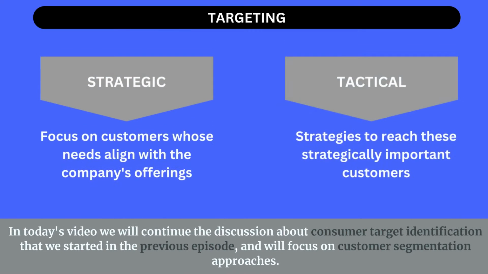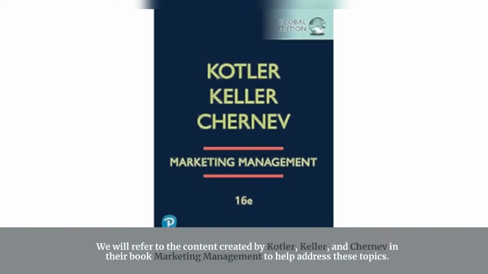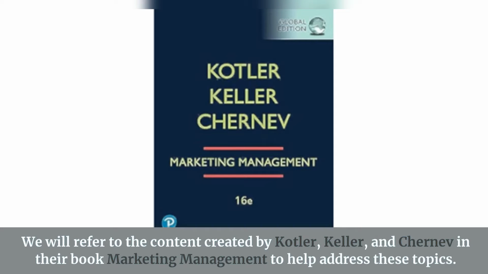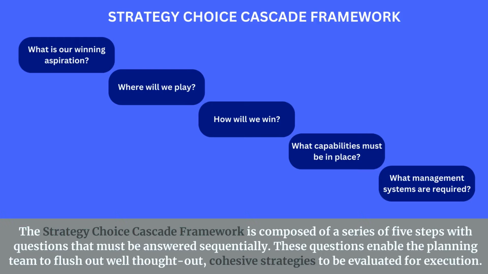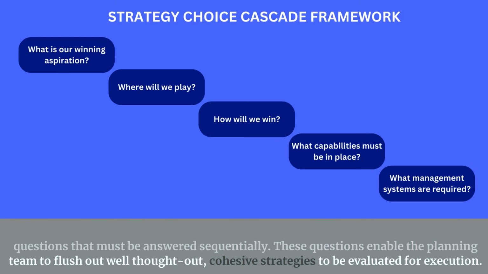In today's video we will continue the discussion about consumer target identification that we started in the previous episode, and will focus on customer segmentation approaches. We will refer to the content created by Kotler, Keller, and Chernev in their book Marketing Management to help address these topics. The strategy choice cascade framework is composed of a series of 5 steps with questions that must be answered sequentially. These questions enable the planning team to flush out well-thought-out, cohesive strategies to be evaluated for execution.